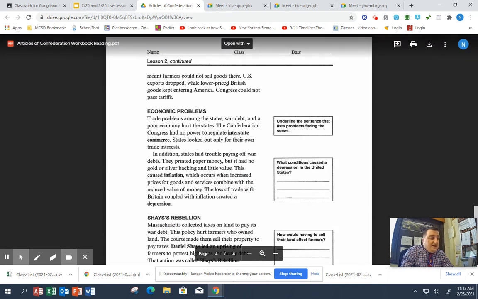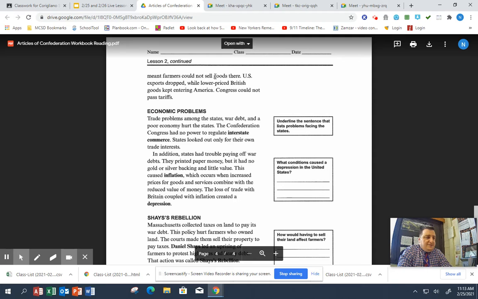So that is a major issue. Those are two major issues that arose from the Articles of Confederation. They have no way to regulate trade. They have no way to raise or lower tariffs on goods coming into the United States. So they can't make it so that U.S. goods are competitive with British ones. And that's definitely going to hurt the economy as well. Okay?